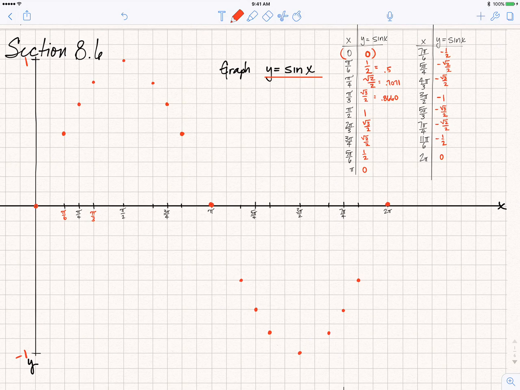Now you can kind of see a wave here, and it's not a mountain. These are not sharp peaks. This is a very nice curvy graph. Sorry about that, a little wavery here. And this is the sine parent.